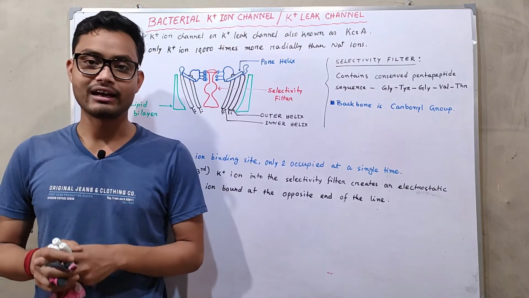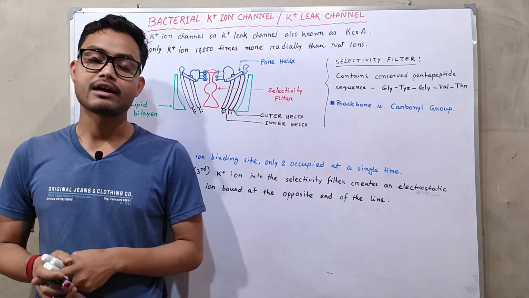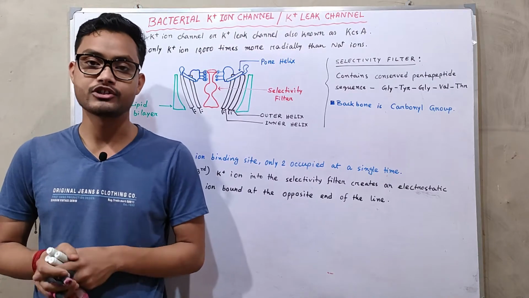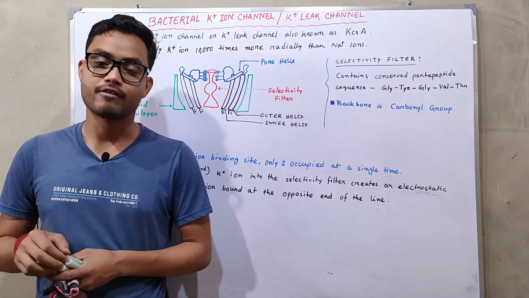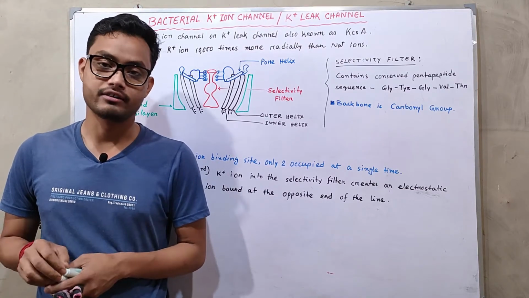To prevent bacterial diseases, K plus leak channels, or K plus ion channels, present on the bacteria are a promising target of our current research in drug discovery.